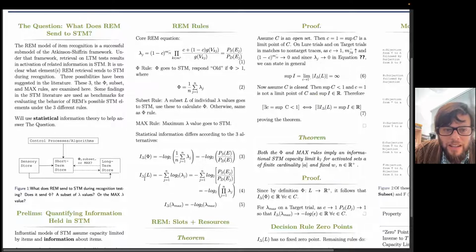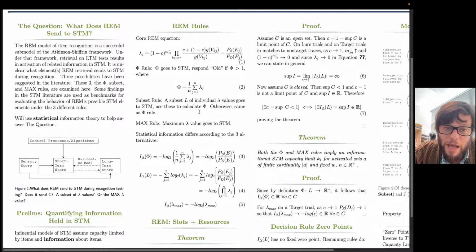The second idea, that a subset of lambdas goes to short-term memory, would suggest that you'd have information about every lambda value in short-term memory. So now you've got a perfect case for using Jensen's inequality, because you've got a function of the expected value versus an expected value of the function. And we know they're not necessarily equal. In fact, there's a concave relationship, a nonlinear but monotonic relationship between the two. So they will not be equal, even though, as I said before, you could potentially have exactly the same value from this rule and from the subset rule.